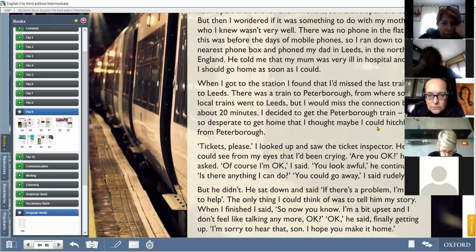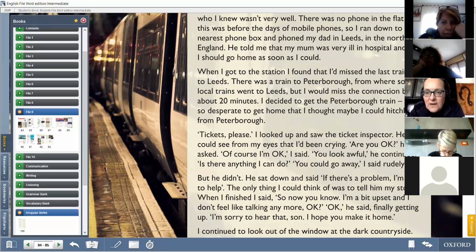Okay. When I got to the station, I found that I'd missed the last train to Leeds. There was a train to Peterborough from where some local trains went to Leeds, but I would miss the connection by about 20 minutes. I decided to get the Peterborough train. I was so desperate to get home that I thought maybe I could hitchhike from Peterborough.